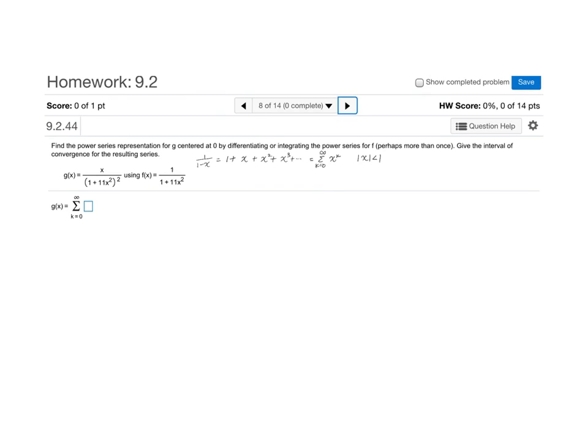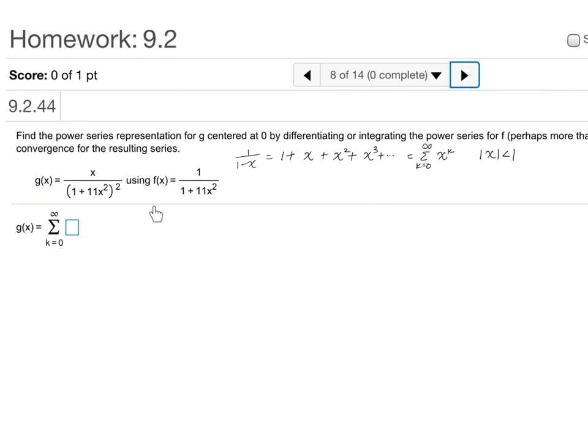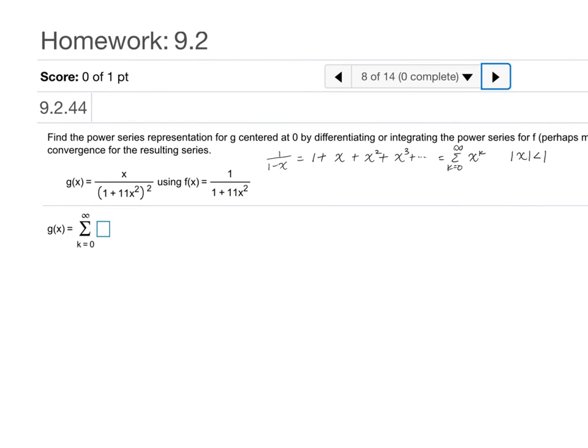This is problem number 8 from the homework. We need to find the power series of G using the power series of F. And of course, you have to find the power series of F before you find the power series for G. And then once you find the power series of F, there's a hint here: differentiating or integrating to get the power series. So hopefully with a little observation, you see the relationship between F and G.